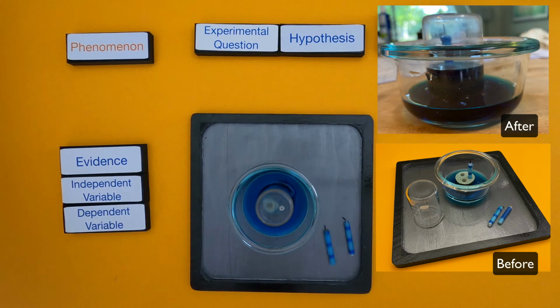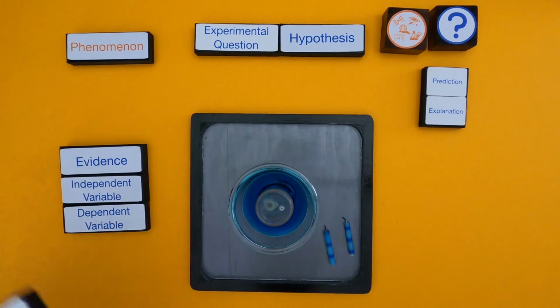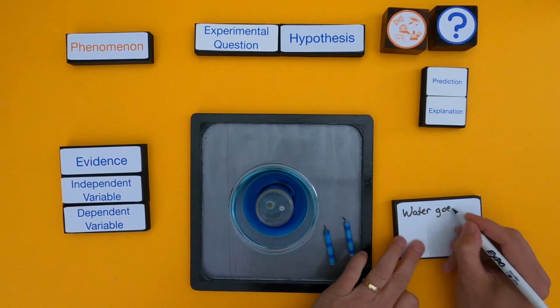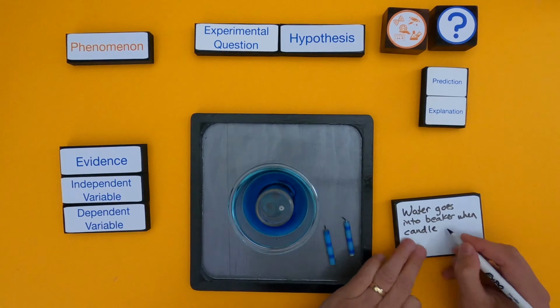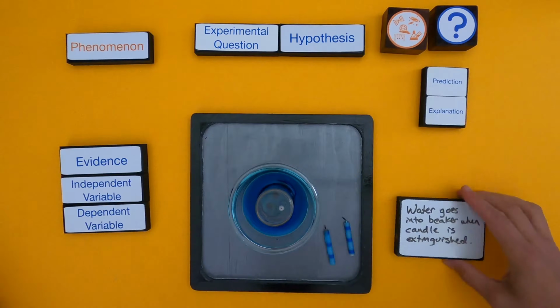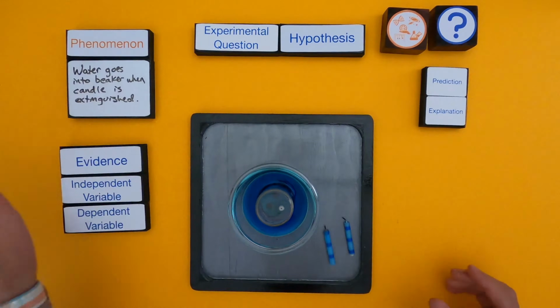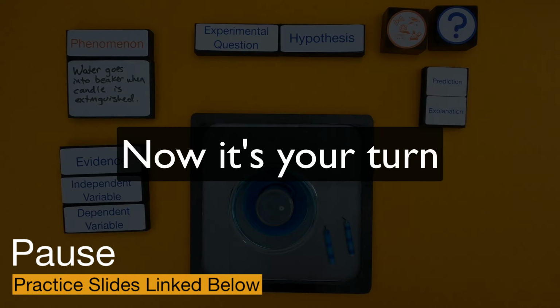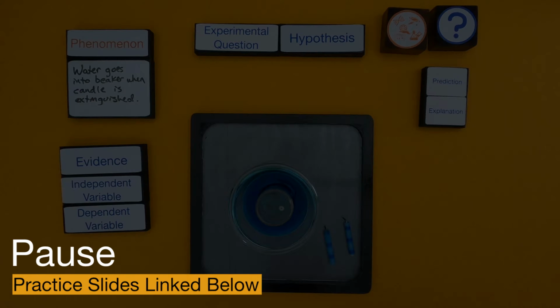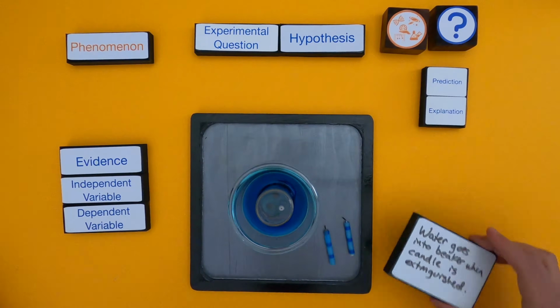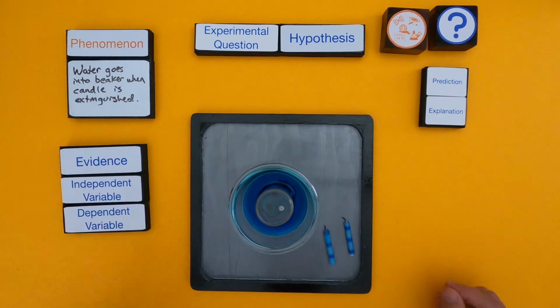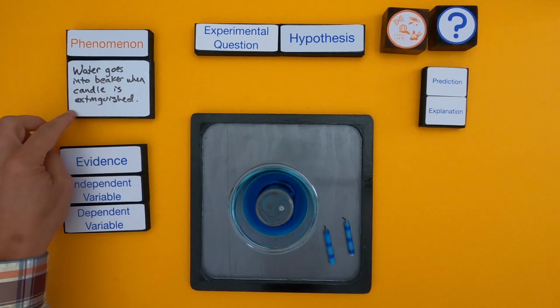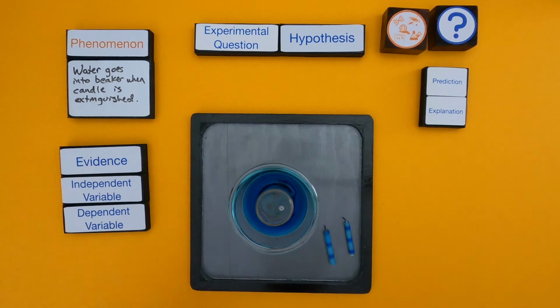The first thing we want to do is write down, okay, what's the phenomenon that we're trying to understand? Okay, so the phenomenon that we're trying to understand is why the water goes into the beaker when the candle is extinguished. When I talk to students about this, they always come up with a couple of ideas.